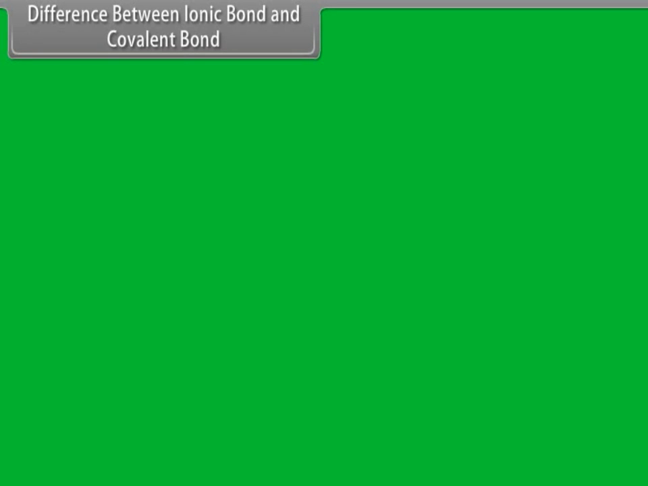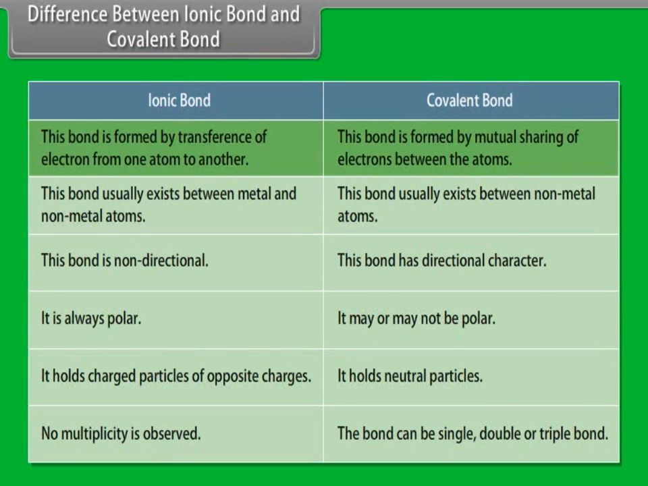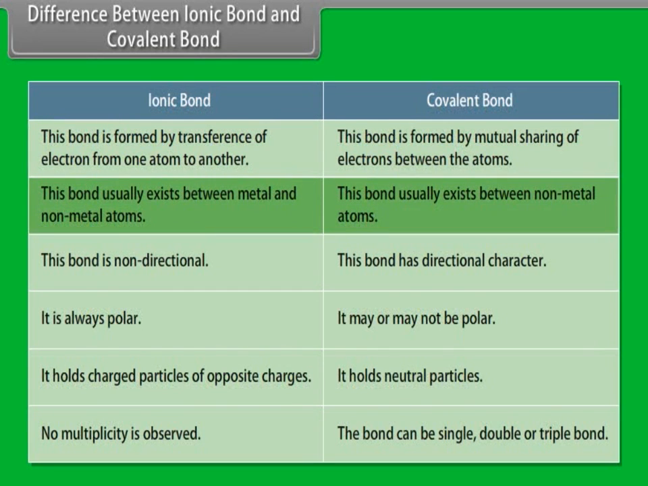Differences between ionic bond and covalent bond. Ionic bond is formed by transference of electron from one atom to another, whereas covalent bond is formed by mutual sharing of electrons between the atoms. Ionic bond usually exists between metal and non-metal atoms, whereas covalent bond usually exists between non-metal atoms.